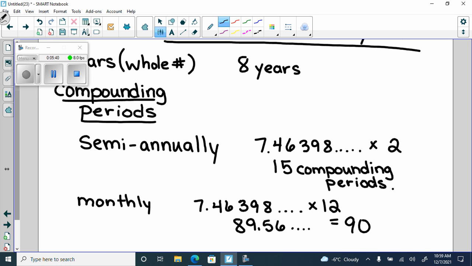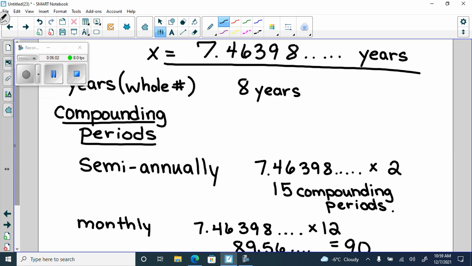I would go 8 times 12, which is actually 96, which is wrong. Do you see how there's a big difference if you round your years first, and then find compounding periods? So when are you allowed to round? In the answer. So I would take my 7 decimal blah, blah, blah, and I would times it by the compounding periods per year, and then I'd round up. Does that make sense? You see the difference?